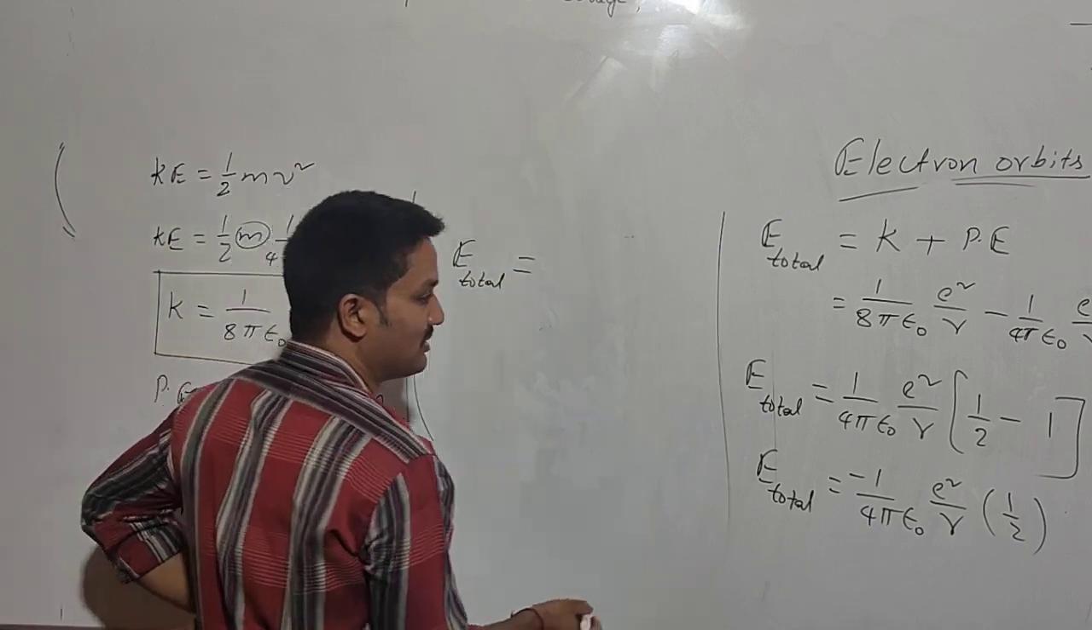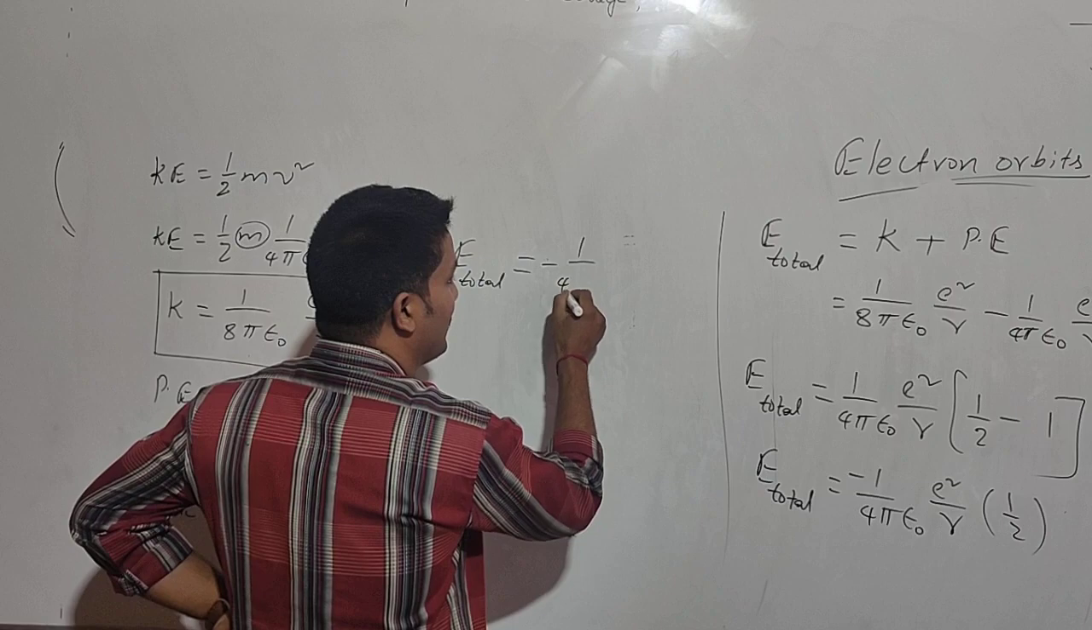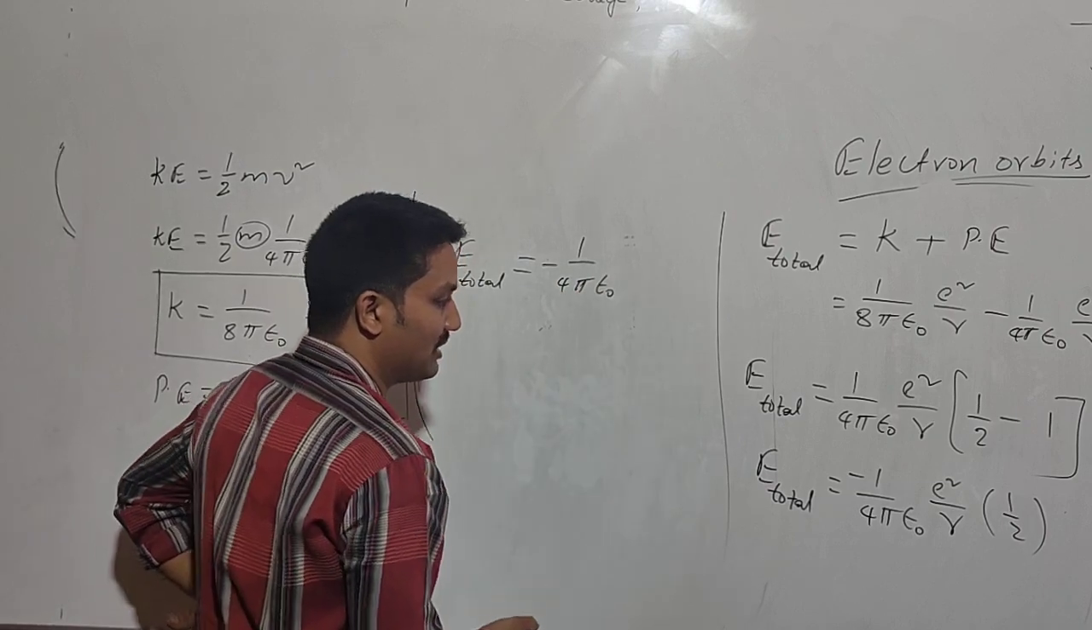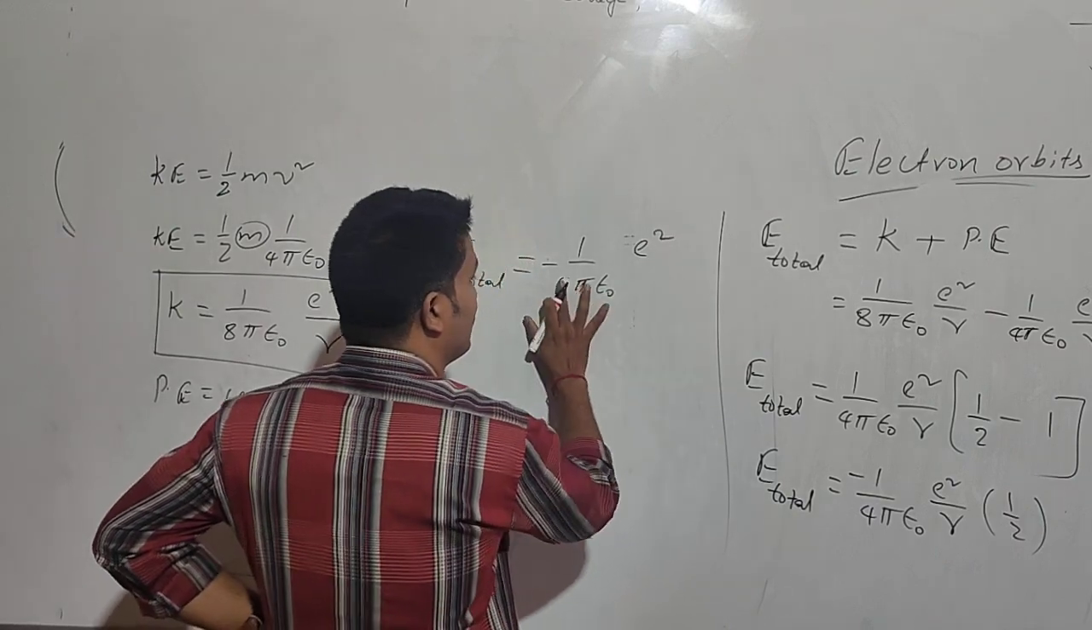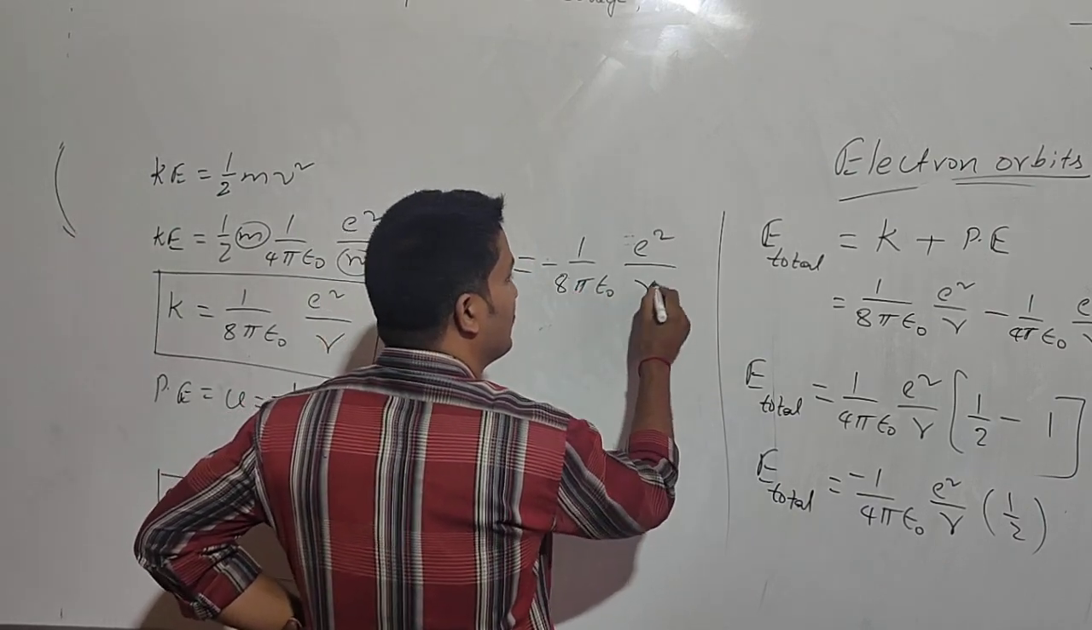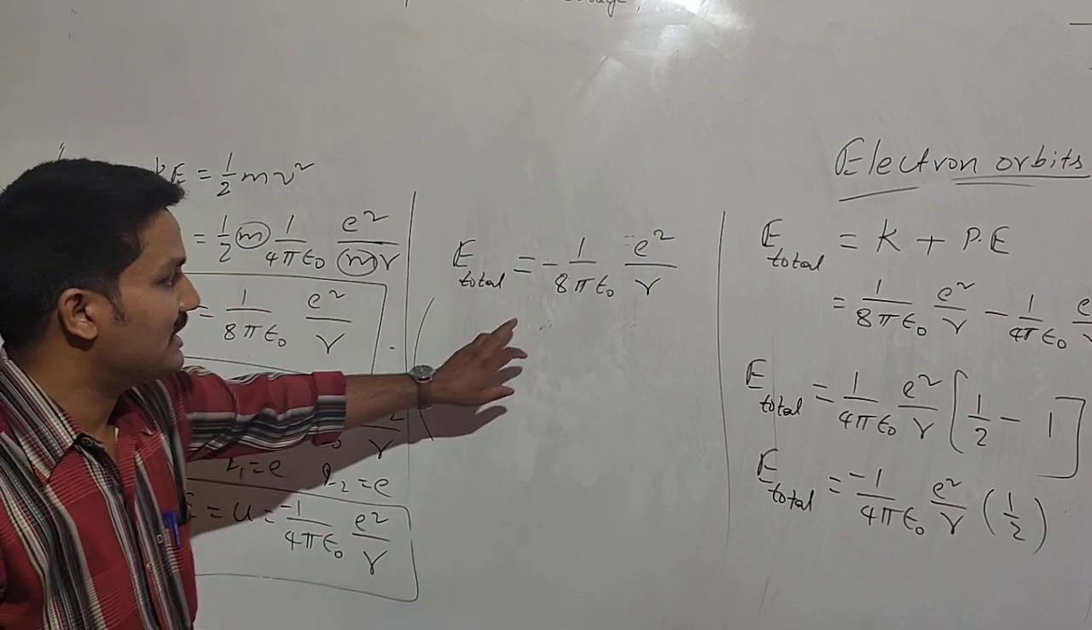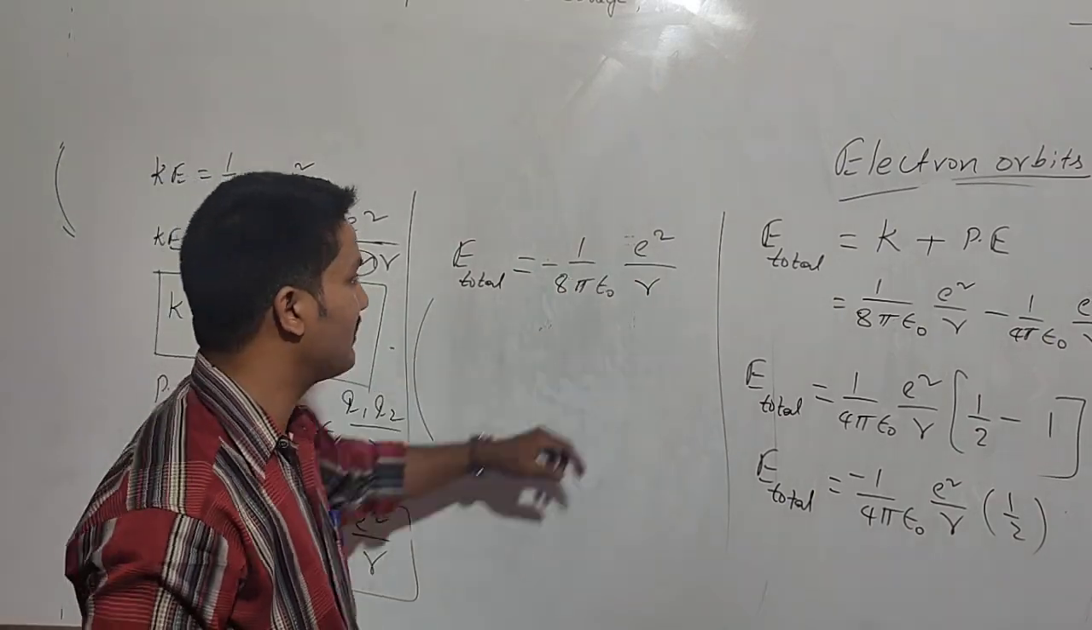So the formula for the total energy is minus 1 by 8 pi epsilon naught e square by r.